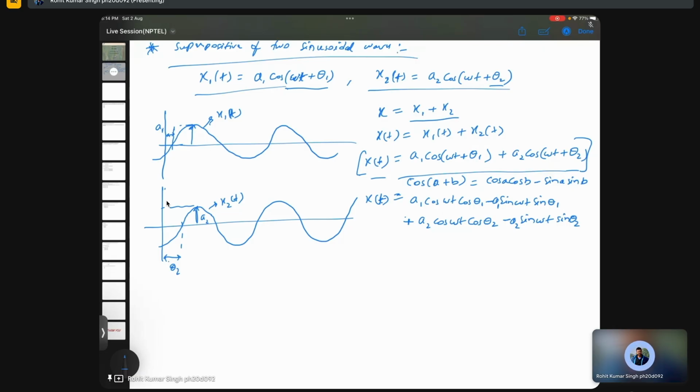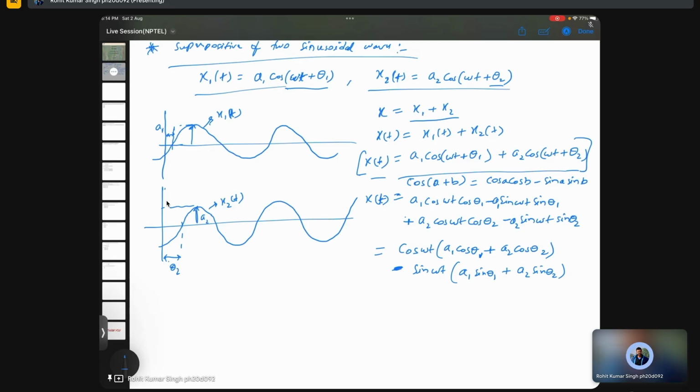Now you can separate the cos and sin terms. If you take cos omega t outside, you will have A1 cos theta 1 plus A2 cos theta 2, and minus, if you take sin omega t outside, what remains is A1 sin theta 1 plus A2 sin theta 2.